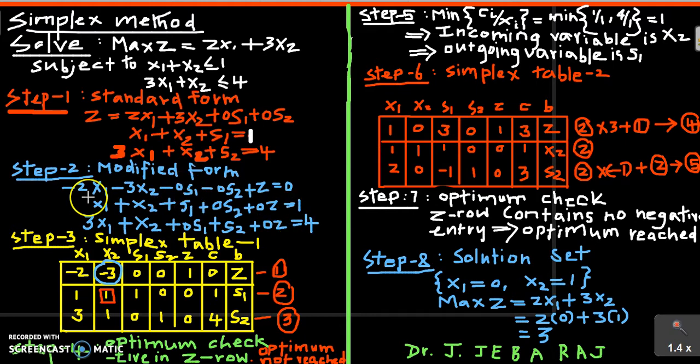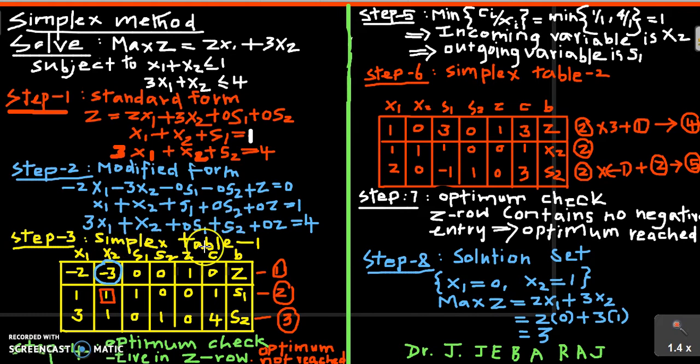Okay, so the form such that the variables are on the left hand side and the constant on the right hand side is called the modified form. Right. Now the next step is about the simplex table.